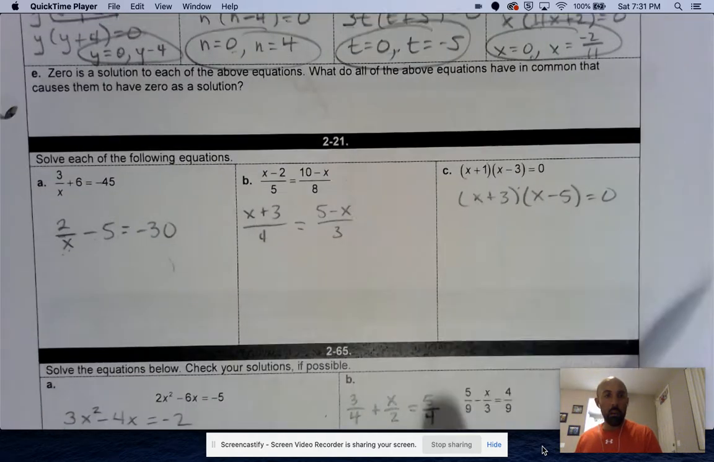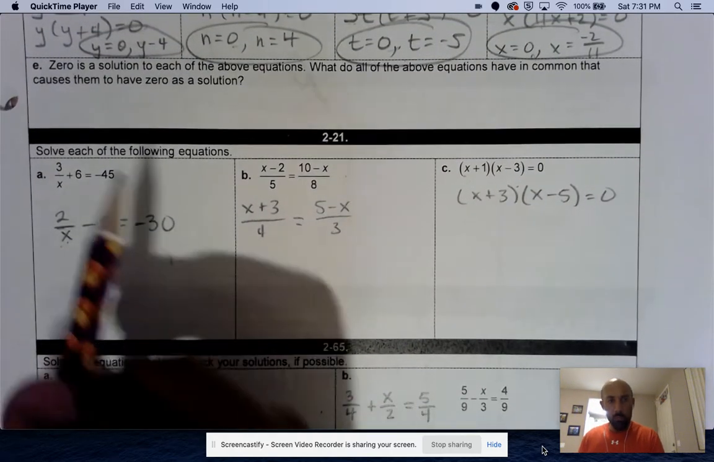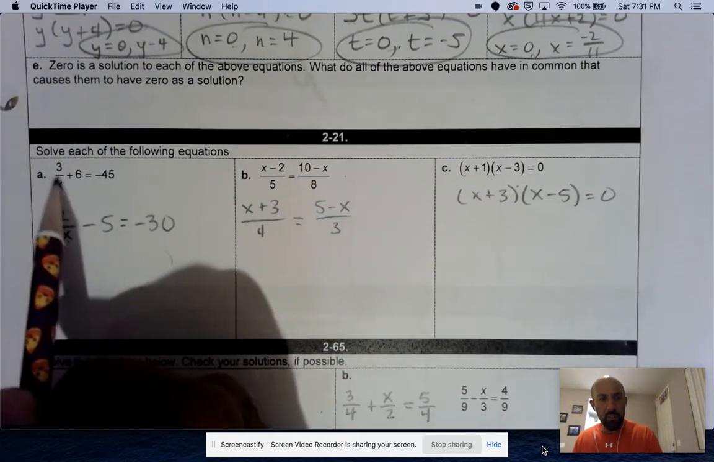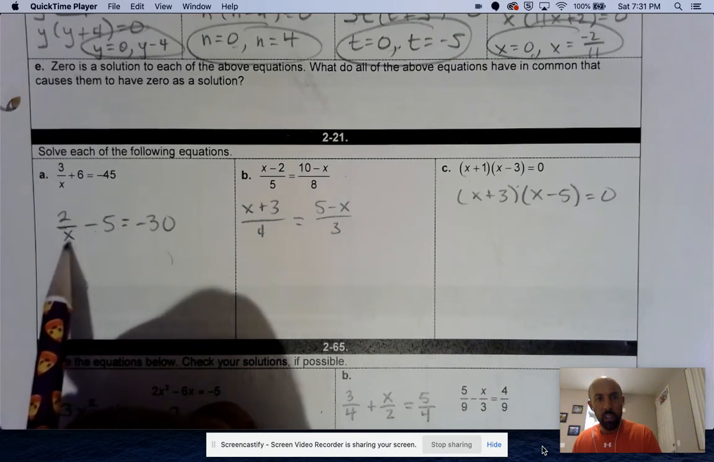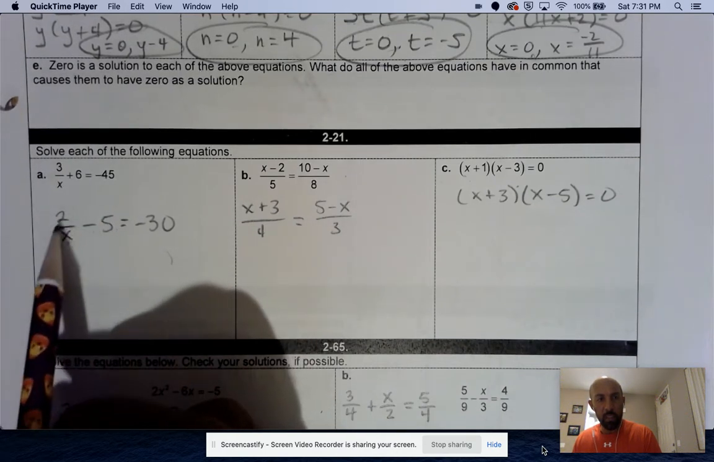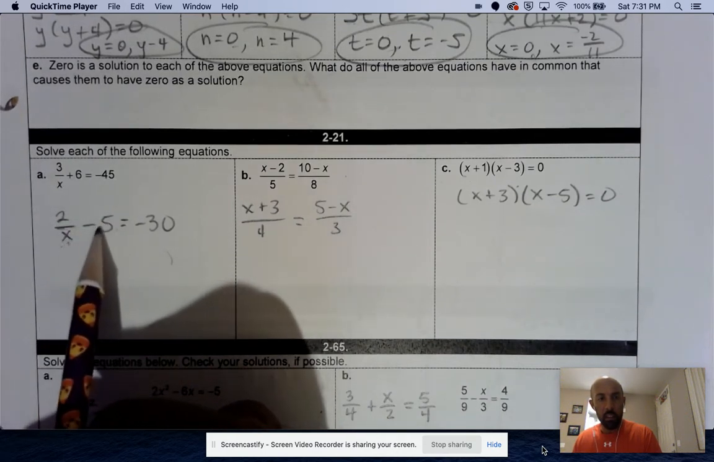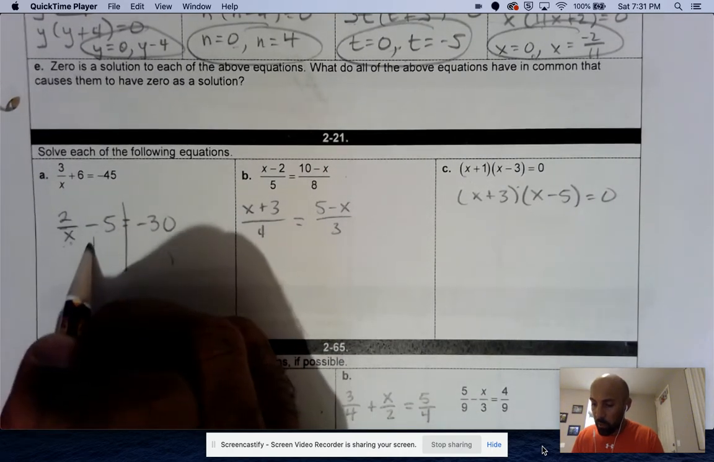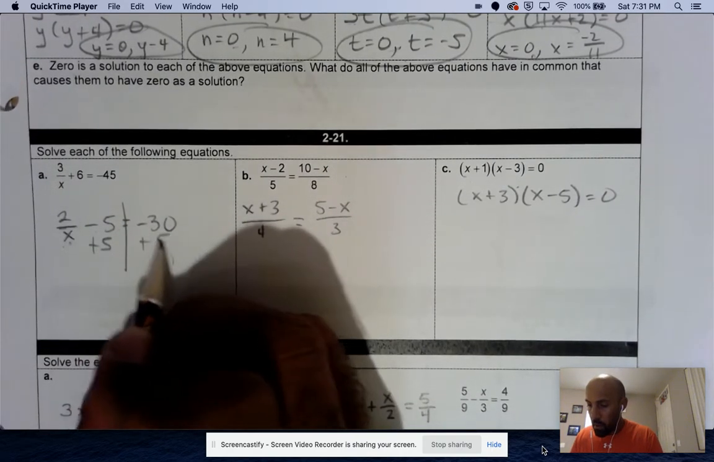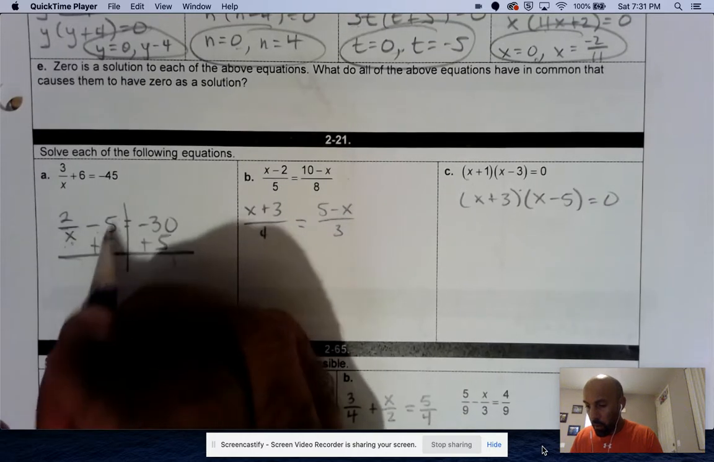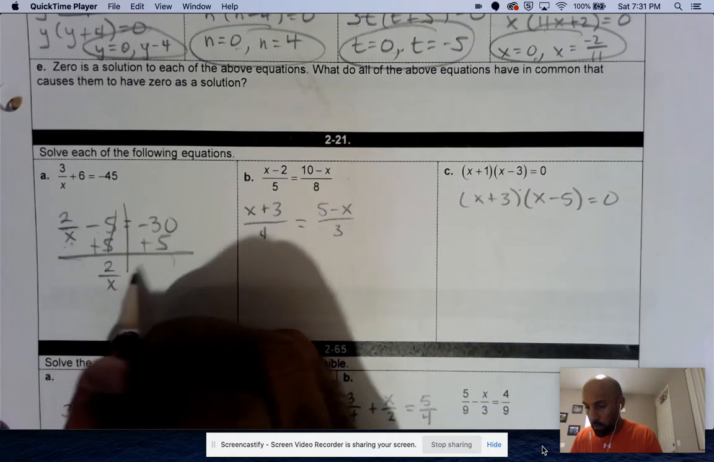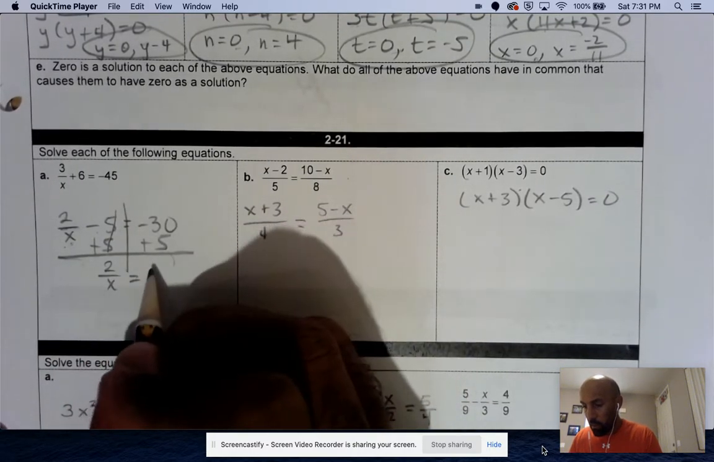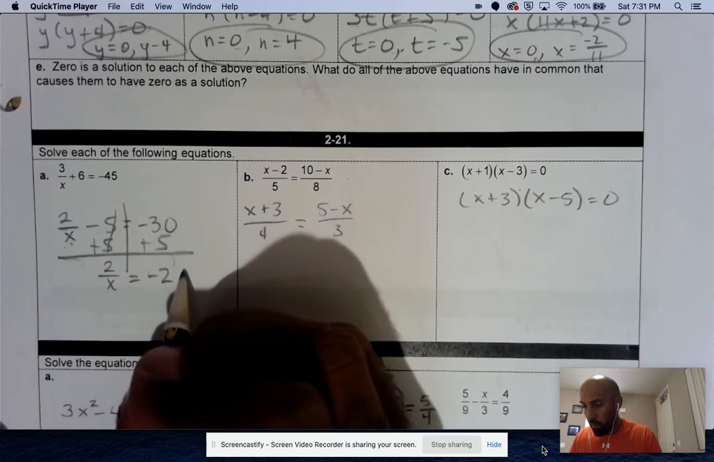Okay? All right, so now let's solve this equation. When you have these fraction equations where x is on the bottom, let's first try to get this thing by itself by taking the 5 away from this side. So we're going to add the 5. And then that cancels, and we get 2x over x equals negative 25.